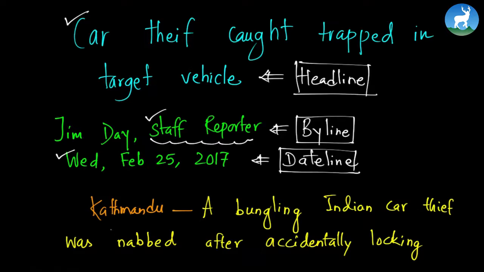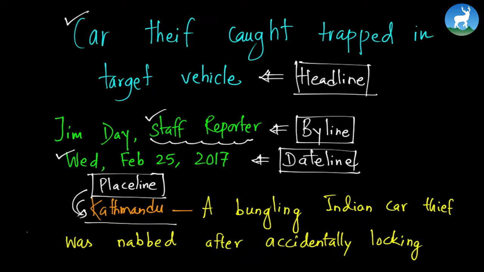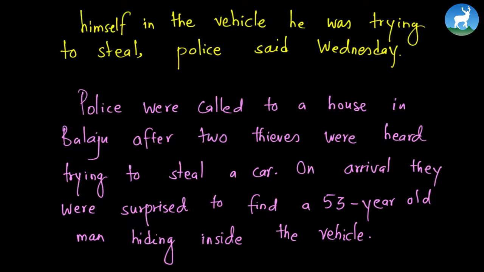After that, Kathmandu. What is it called? It is called the placeline. So this is the placeline. Where did the news report, this thing, take place? It took place in Kathmandu. A bungling Indian car thief was nabbed after accidentally locking himself in the vehicle he was trying to steal, police said Wednesday.